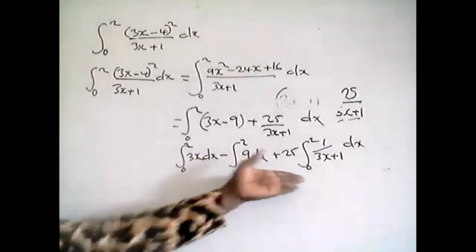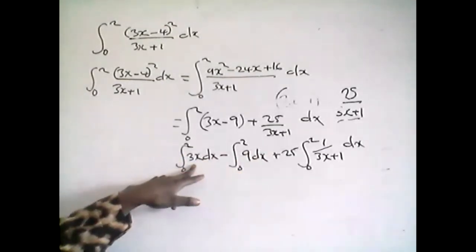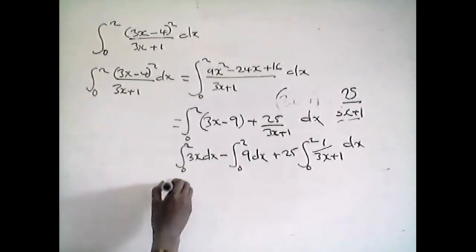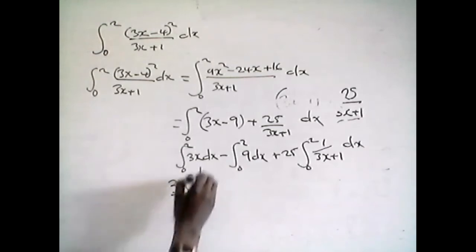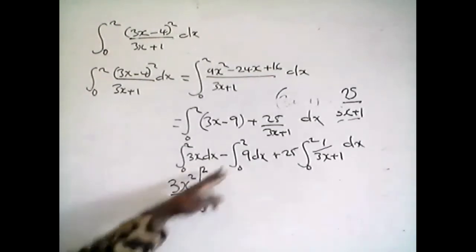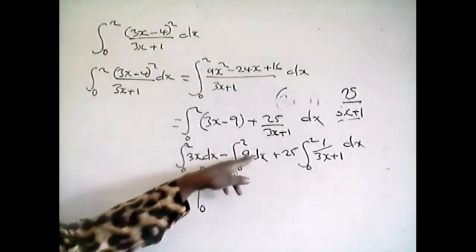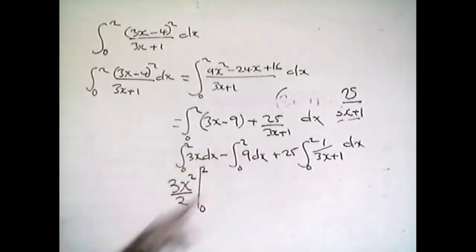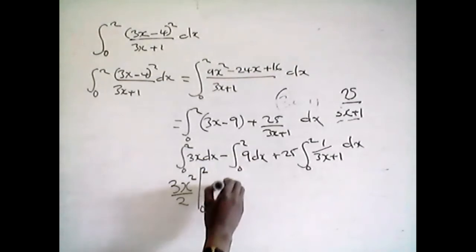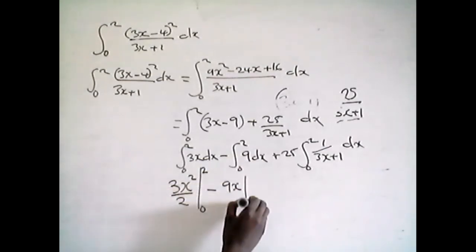So what we have here now, we start with this part here. Integrating this part here will give us 3x squared over 2, our limit from 0 to 2. We come to this part, negative. I can bring out 9 this side, so I'm going to remain with a 1. Integral of a 1 is x. So negative 9 multiplied by x, we get negative 9x. Our limit from 0 to 2.